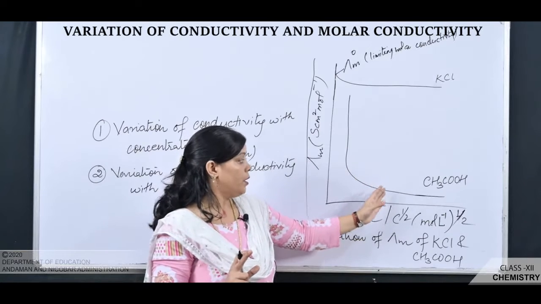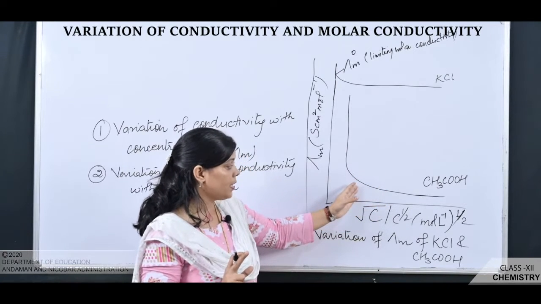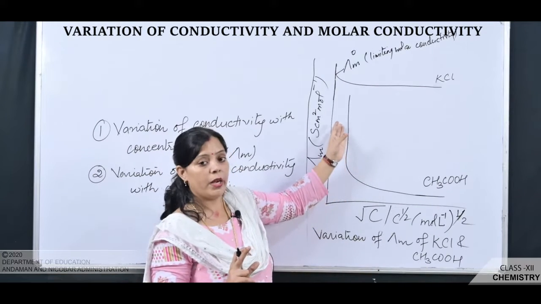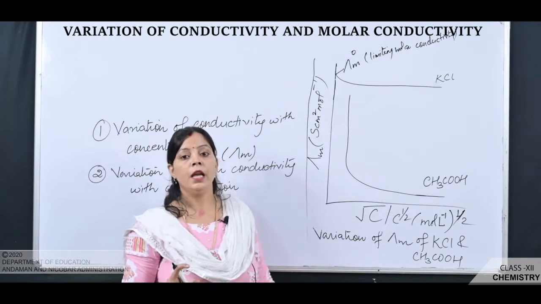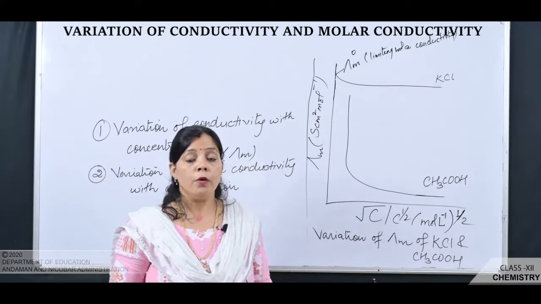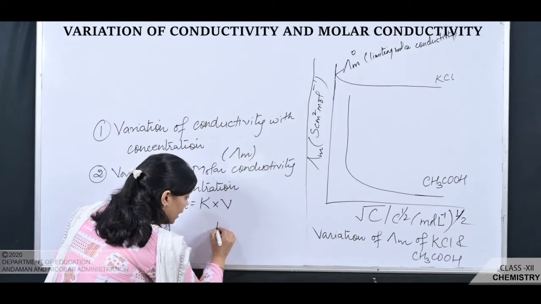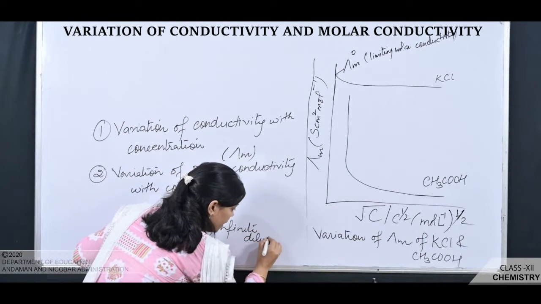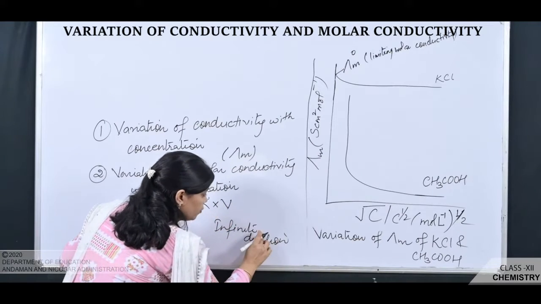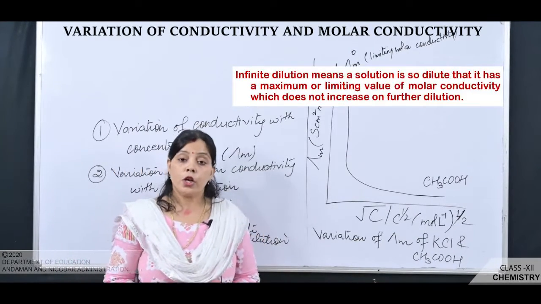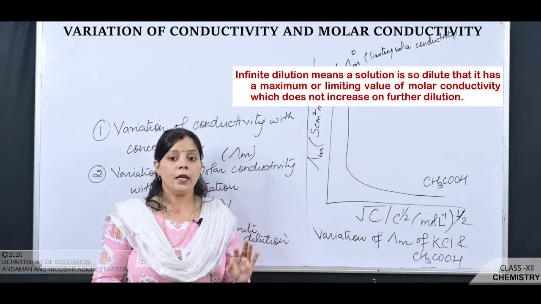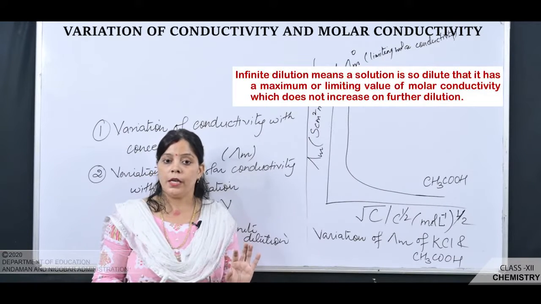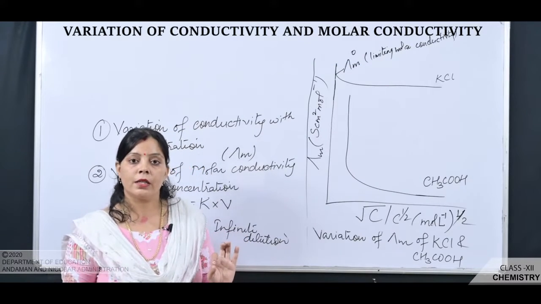You can see in this graph. When we are decreasing the concentration of the solution, after some time there is a steep rise in the value of molar conductivity near the infinite dilution. So here the term infinite dilution. What do we mean by the term infinite dilution? Infinite dilution means the solution is so diluted that it has a maximum or limiting value of molar conductivity which does not increase on further dilution.